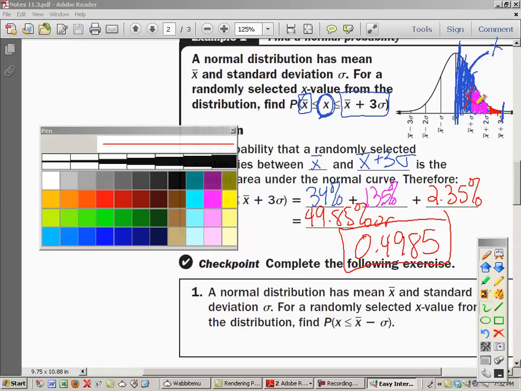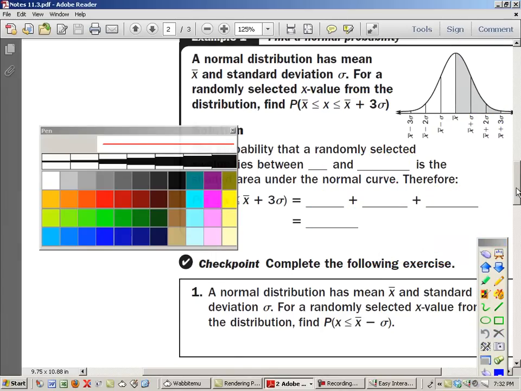All right? So you guys try the checkpoint problem down below, and we'll be right back with a solution.